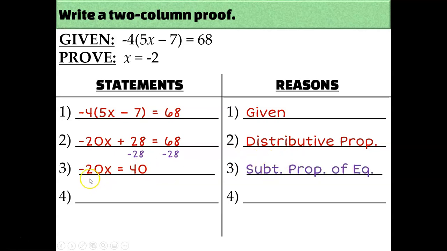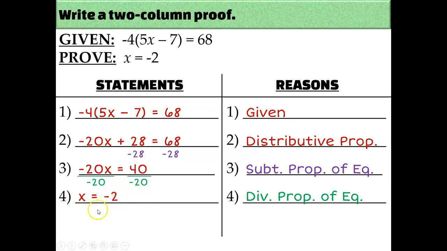And then the last thing I need to do is get x alone. X is being multiplied by negative 20. The opposite of multiplying by negative 20 is dividing by negative 20. So divide both sides by negative 20, and I get that answer of x equals negative 2, which is what I was asked to prove. The reason is the division property of equality. I divided by negative 20. That's how I got to my answer.